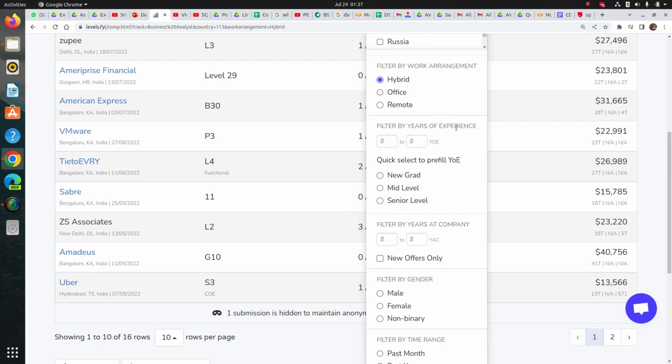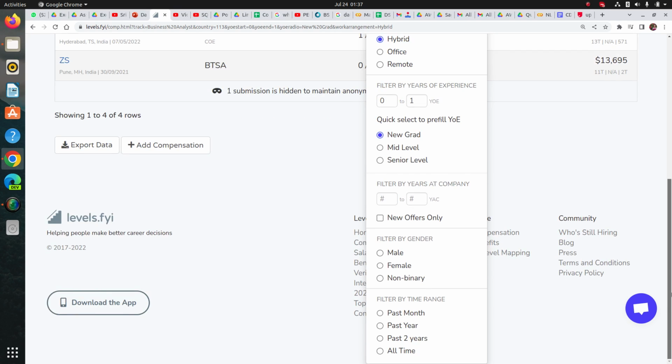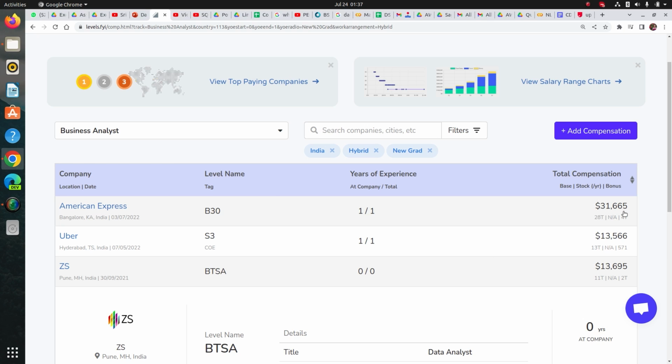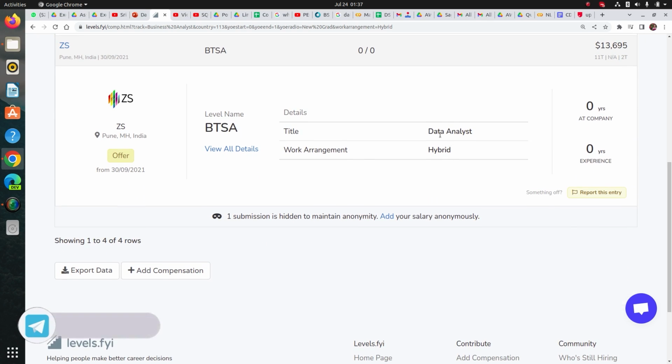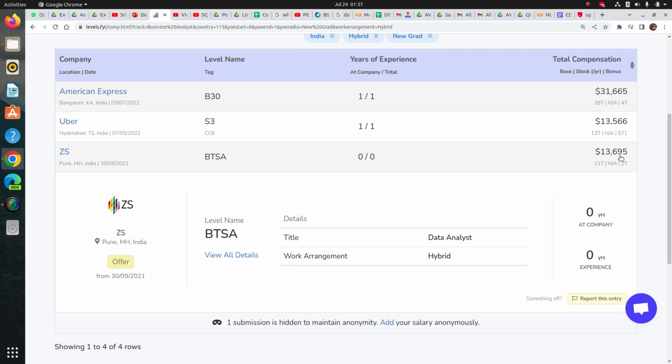And here you can see the filter for years of experience. Let's check for freshers. It is new grad, and you can simply leave this. Now you can see that I have these three options here: American Express, Uber, ZS. Someone has put their details here. Let's say a complete fresher, it is at ZS. If I click it here, you can see it is a role for a data analyst. Work arrangement is hybrid, 0 years experience, and the salary is $13,695.